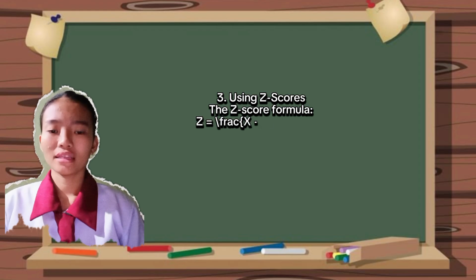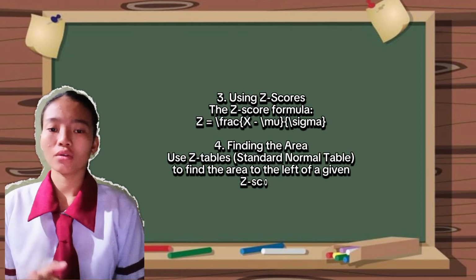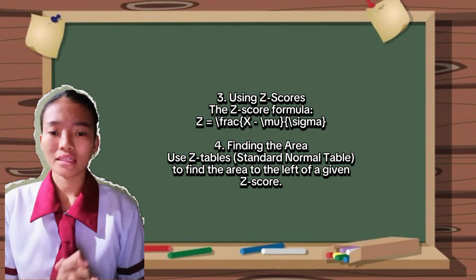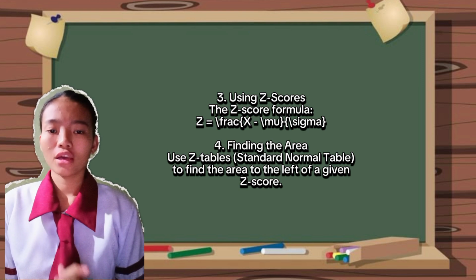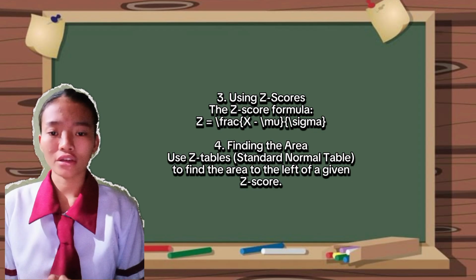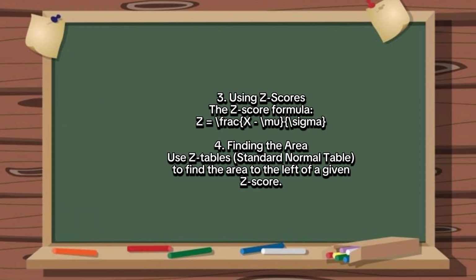Using z-score, the z-score formula is z equals x minus mu divided by sigma. Mu is the mean and sigma is the standard deviation. Finding the area. Use the standard normal table to find the area of a given z-score.